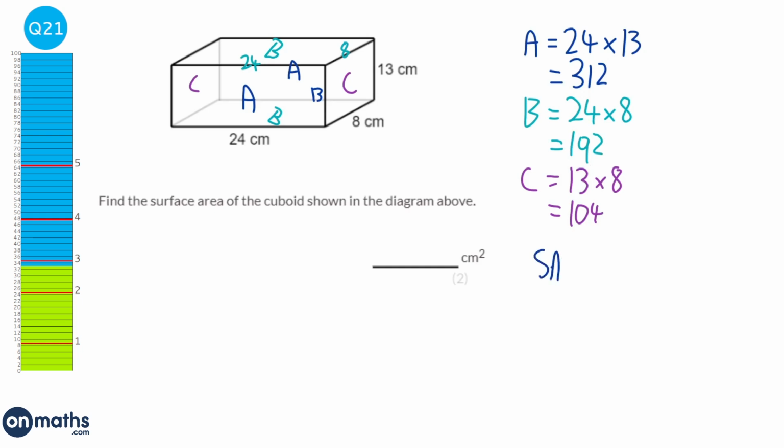So to work out the surface area, we're going to do 2 times 312 plus 192 plus 104, and that will give me 1,216 centimeters squared, because it's an area.